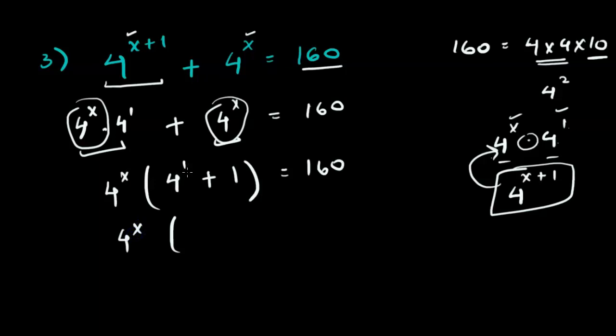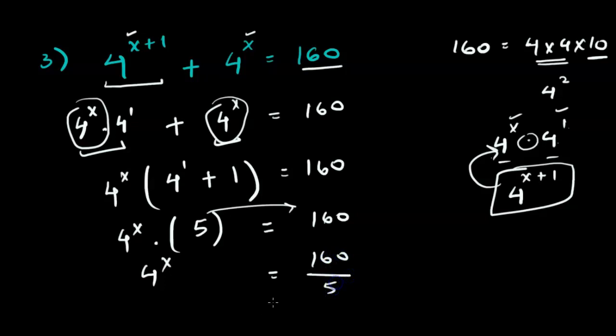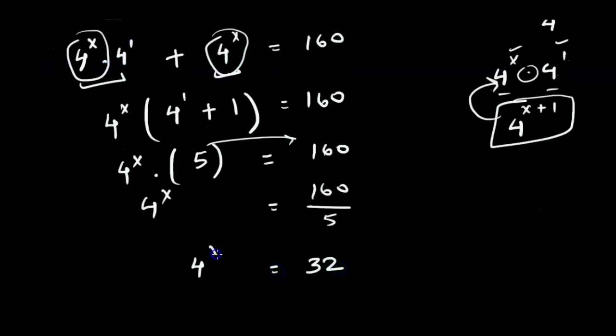4 to the power of 1 is 4, plus 1 is 5, would give us this value. We just have to isolate for x. We'll move this over. So this is getting multiplied with 4 to the power of x. This would get divided by 160, and that gives us 32. We are left with 4 to the power of x equal to 32.